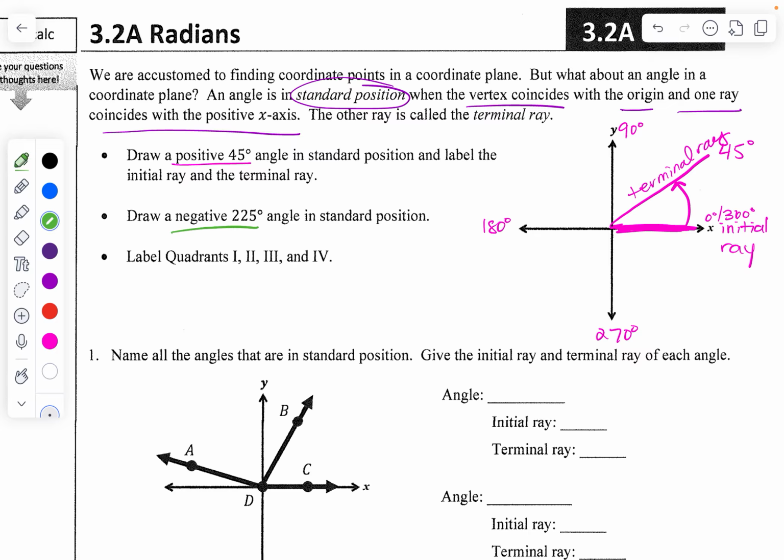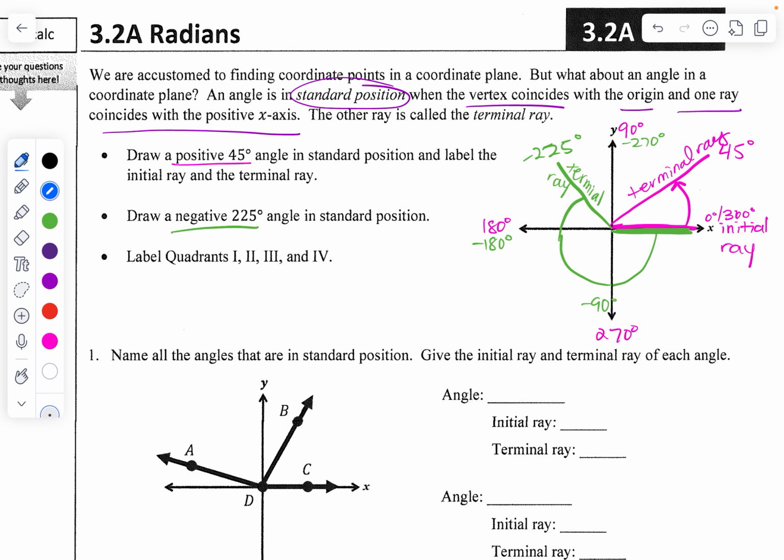If it says draw a negative 225-degree angle, I know I'm still going to start at 0 at the initial ray, but instead of going counterclockwise, I'm going to go clockwise. So this would be negative 90, this would be negative 180, and this would be negative 270. So negative 225 is going to be halfway to that negative 270. So this is negative 225. And this would also be our terminal ray.